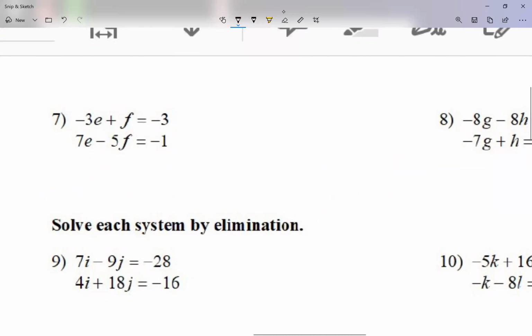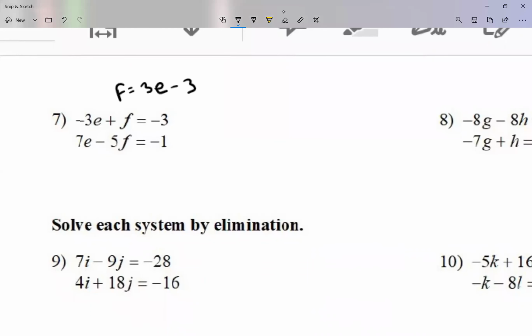Let me rewrite this as F is equal to positive 3e minus 3. Look, all I did was I moved the e from the left to the right side, but don't forget to switch signs. So let me cancel this out, right? I rewrote that as F is equal to 3e minus 3. I need to have a letter by itself.